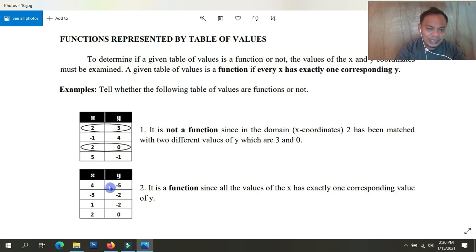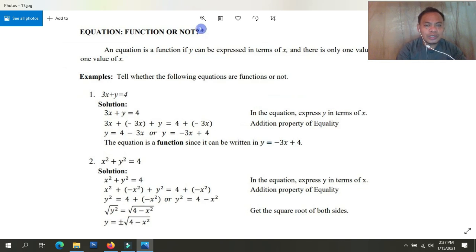Okay. Exactly one corresponding values of y. So by the way, for number 1, this is a one to many. Diba? One to many. Isa lang yung 2, tsaka yung range ay 3 and 0. Okay, so equation, function or not. An equation is function if y can be expressed in terms of x and there is only one value.